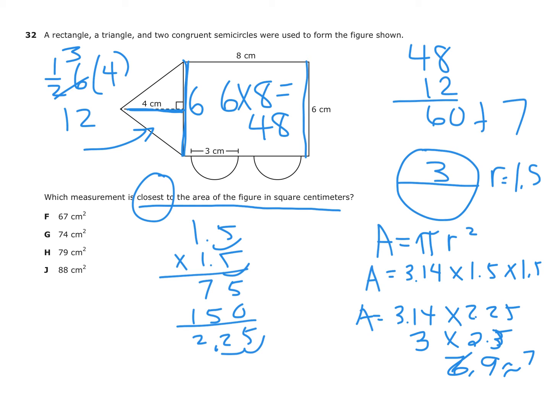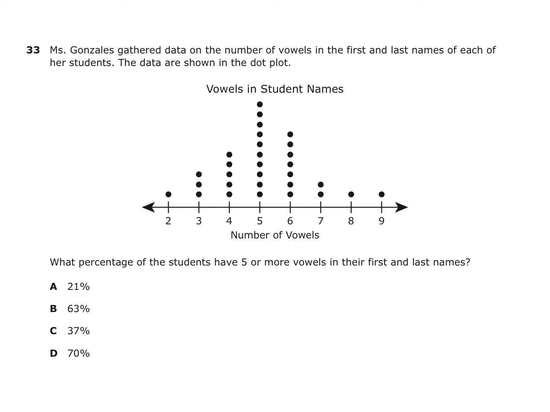So 60 plus 7. Is there an answer close to 67? 68, 69, something like that. 67 is the correct answer because that is the closest to the area. The next closest number would be 74, and there's no way that's going to be 74. So that's a geometry problem where you have a rectangle, a triangle, and a complete circle when you add 2 semicircles.